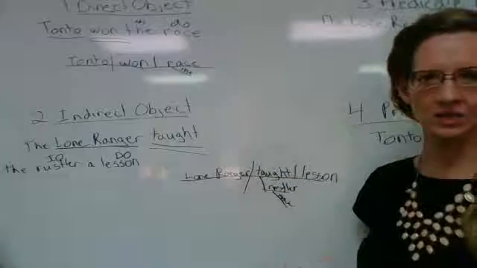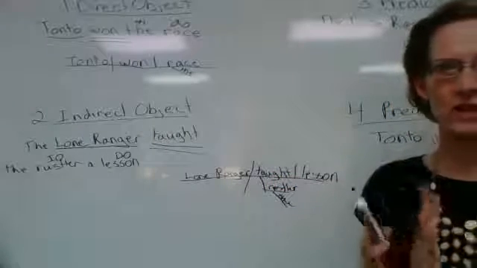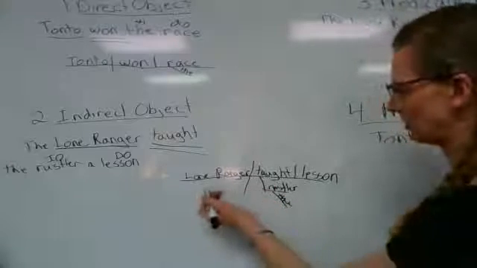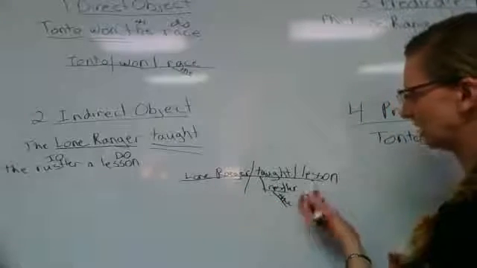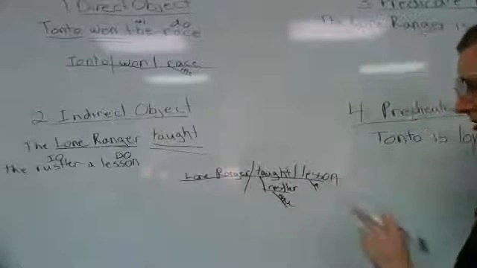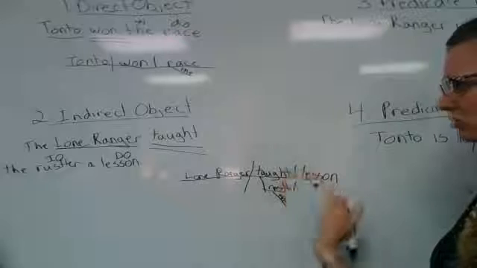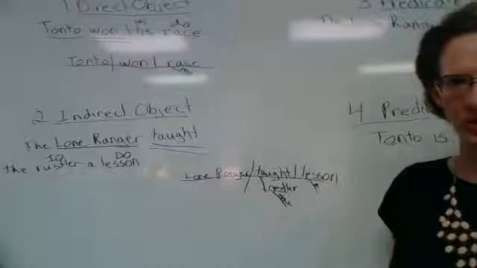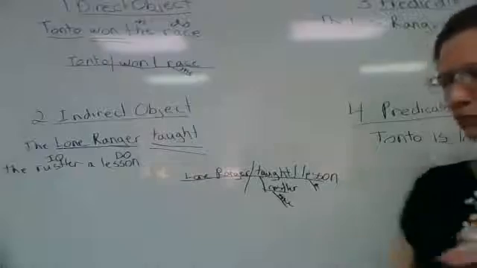So the indirect object comes under the verb, not under the direct objects. Don't forget that. So it comes under the verb. Lone Ranger taught, and then I almost forgot to put a right there under lesson. Taught lesson. To whom did he teach it? To the wrestler. All right, so that's how you do an indirect object.